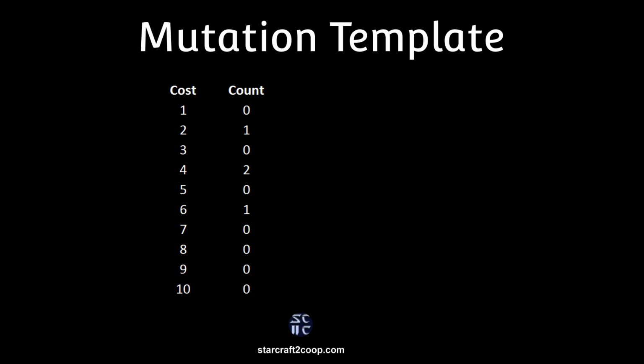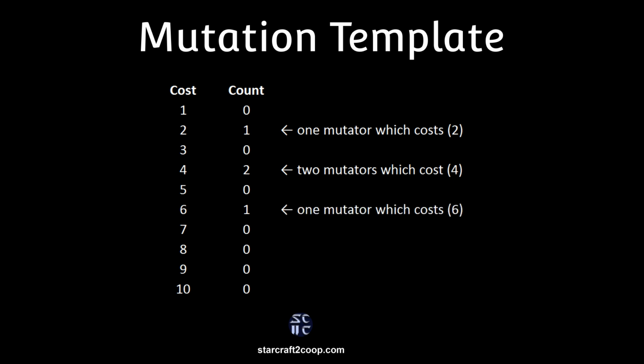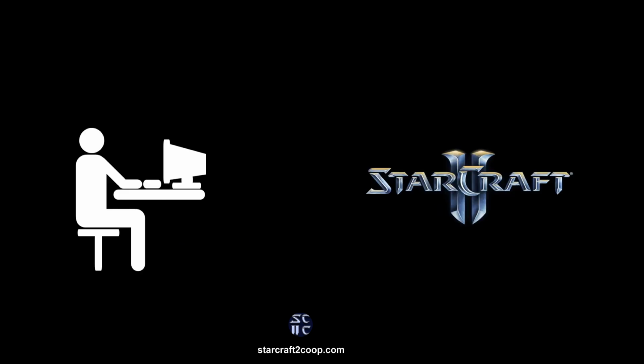The first thing to understand about Brutal plus difficulty is the idea of a mutation template. A mutation template is a table with mutator costs on the left and the number of each mutator on the right. When you want to play a game on Brutal plus difficulty, the first thing StarCraft has to do is figure out which mutation template to give you.